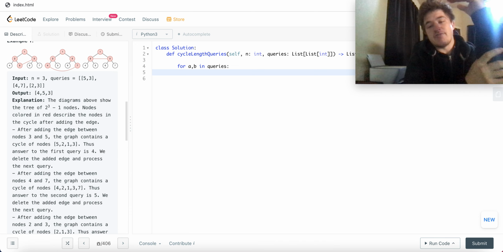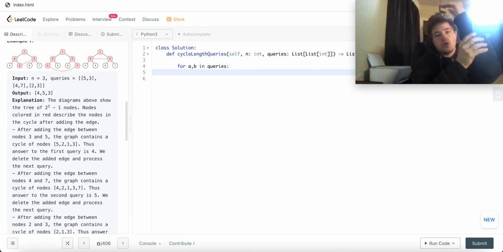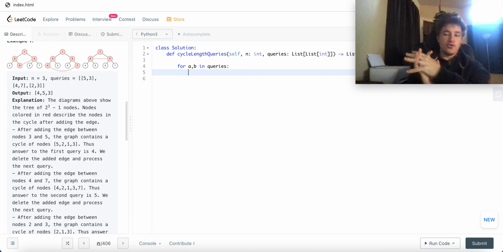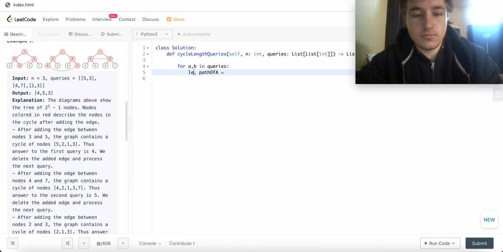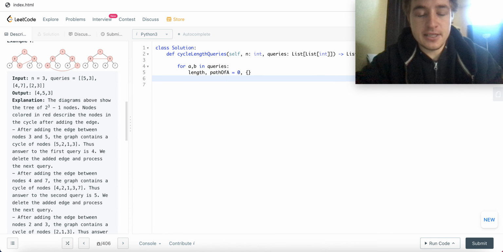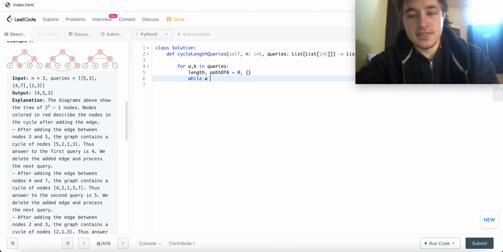So to efficiently find the first person's path to the root and save that information in a way so it's easily and efficiently accessible from the other node, we'll use a hash table. So we'll say length equals 0, and path of A, I guess. So the length is 0 and path of A will be a dict. And then we'll say while A doesn't equal 0.